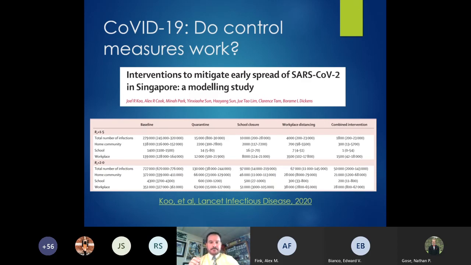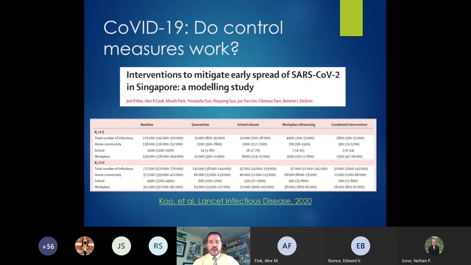What this looked at, what they tried to do was they did some modeling, and this was specifically for Singapore. And the table that you can see in front of you looks at two different scenarios, and they actually did three. They did simulations with an R naught of 1.5, an R naught of 2, and an R naught of 2.5.